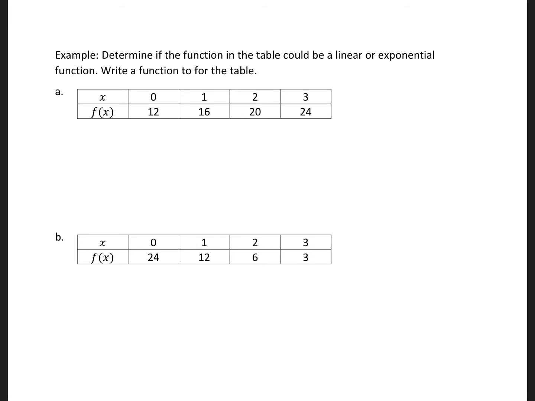Let's look at a table and see if we can determine which type of function we're considering. In this first table, we notice that as our input values increase by 1, we get a constant change in our outputs. They are increasing by 4 every time our input value increases by 1. This shows that we have a linear relationship, and it will be in the form f of x equals b plus mx.